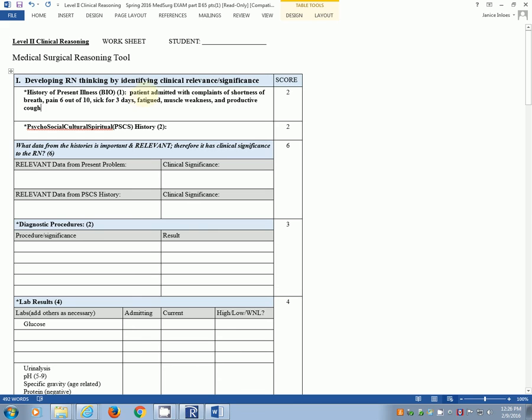Now, what's some of her psychosocial cultural past history things that we've got? Well, she's had asthma since she was 6 years old. That's pretty significant, isn't it? That's probably got something to do with what we've got going on here. She smokes. She smokes half pack a day.